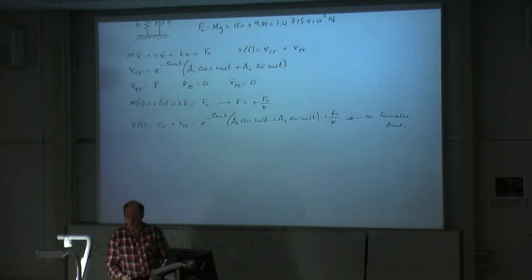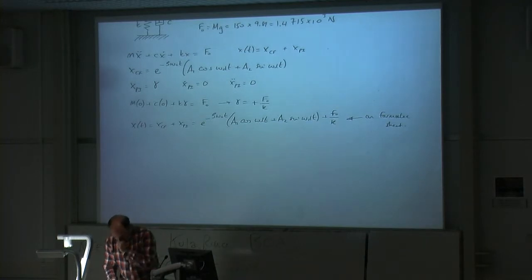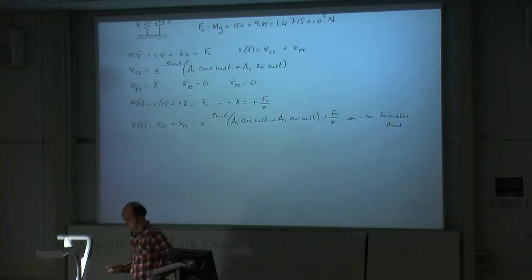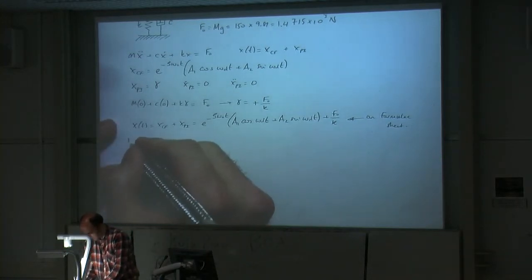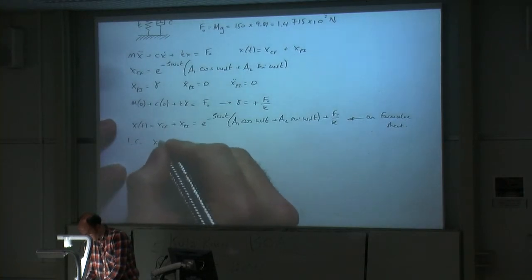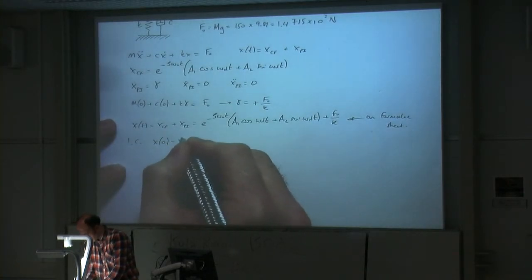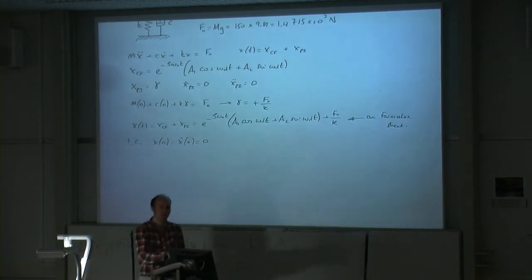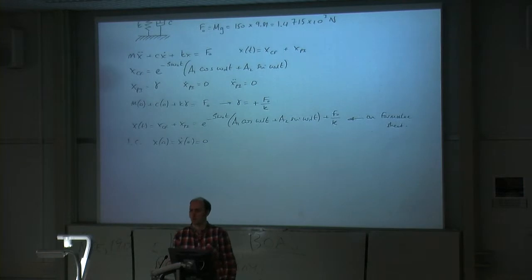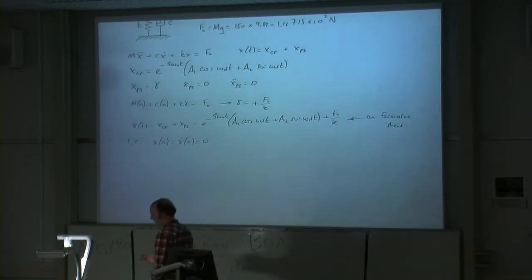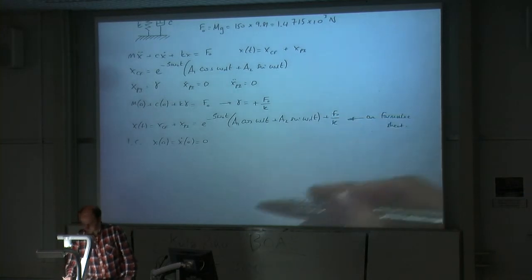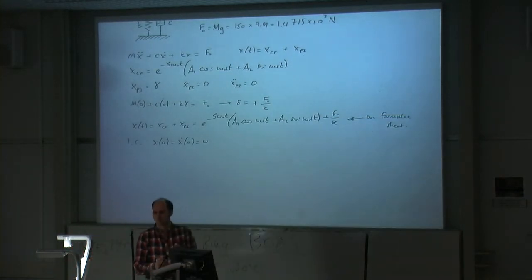But what we need to do now, and this is where the challenge comes, is to find out what A1 and A2 are when you've got initial rest conditions. Initial conditions is where you've got x of 0 equal to x dot of 0, which are both equal to 0. So there's no displacement and no velocity when time is 0. We need to apply that to this equation to find out what A1 and A2 are.